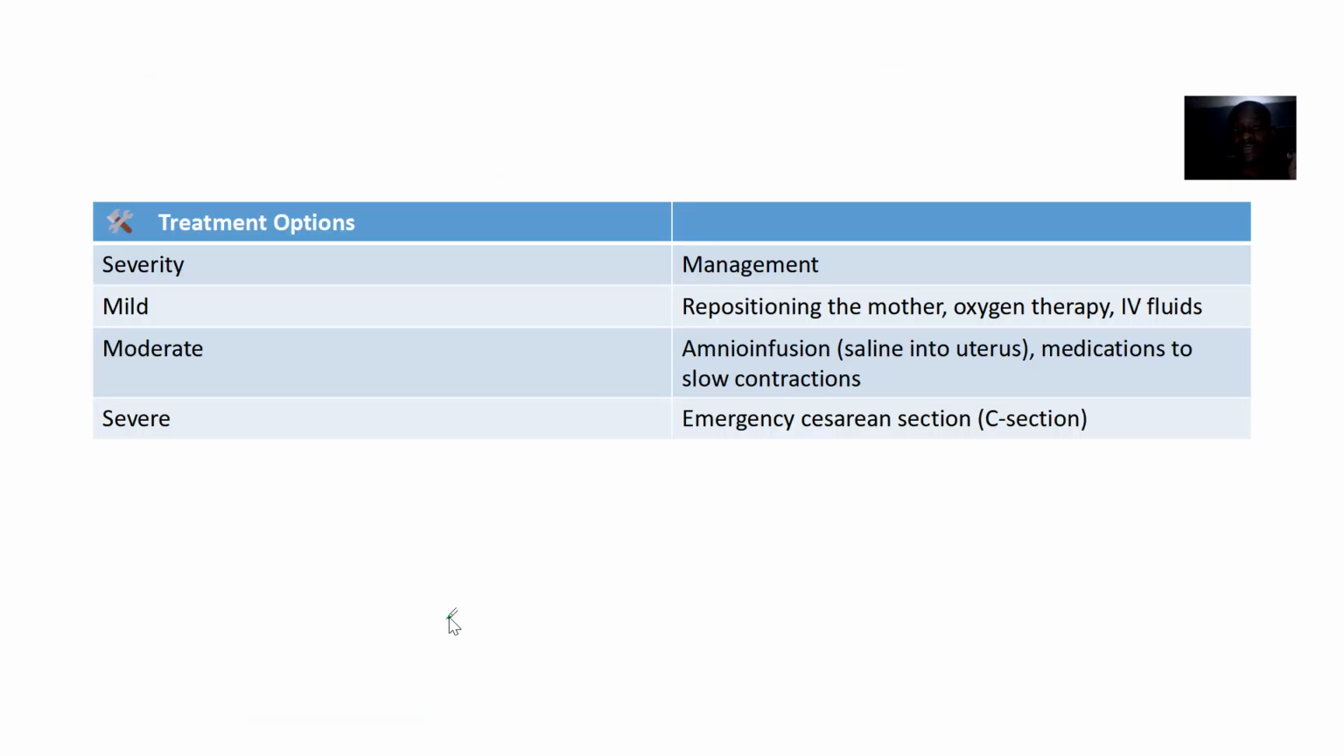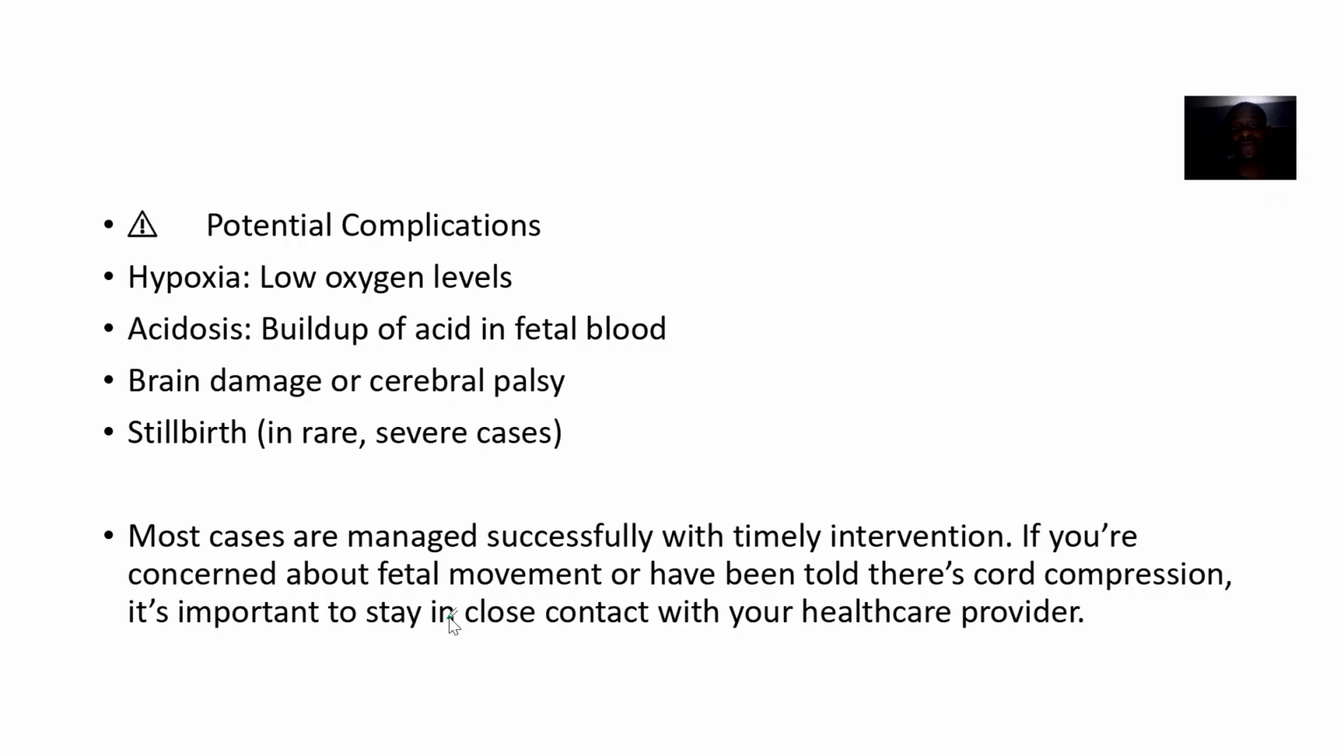And treatment: if it is mild, just reposition the mother, right? If it is moderate, you put some saline into the amniotic fluid to increase it. If it is severe, then an emergency cesarean section could come in. Potential complications: acid levels could get so high in the baby, oxygen levels could get so low. You can have brain damage. That's when oxygen supply or blood supply to some organs of the body is not sufficient. So you can have ischemia and all of that.